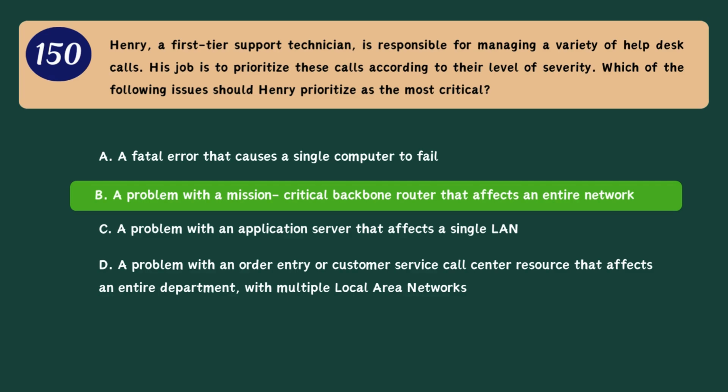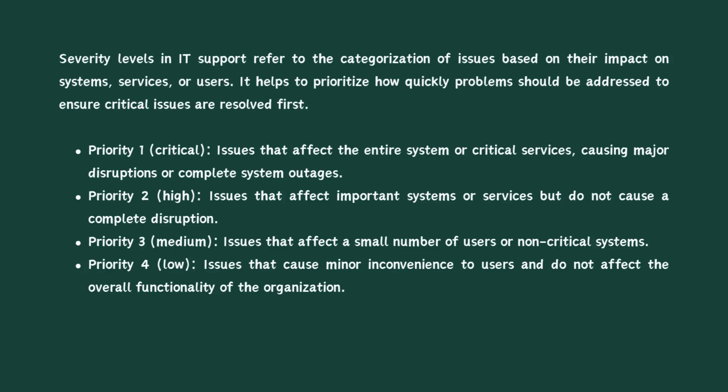Correct answer: B. A problem with a mission-critical backbone router that affects an entire network. Severity levels in IT support refer to the categorization of issues based on their impact on systems, services, or users. It helps to prioritize how quickly problems should be addressed to ensure critical issues are resolved first. Priority 1, critical: issues that affect the entire system or critical services, causing major disruptions or complete system outages.